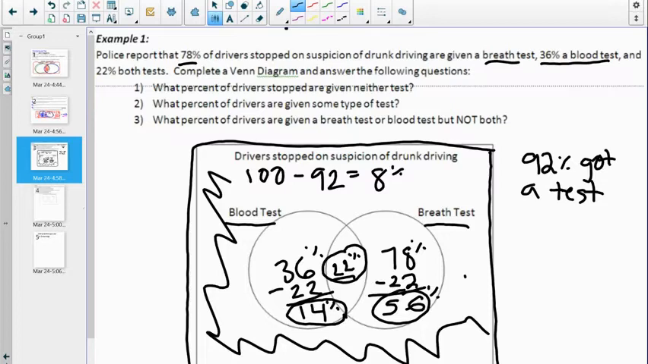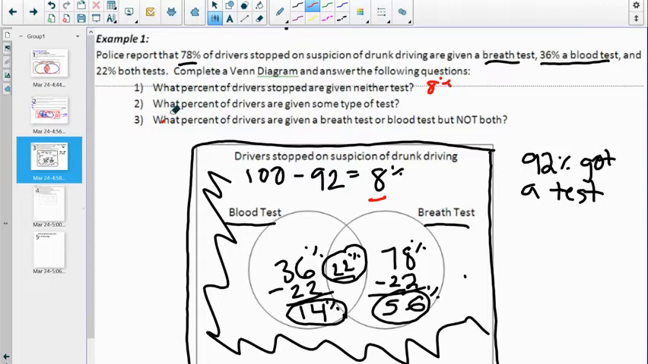Now we have everything filled out, so we can go answer the questions. What percent of drivers stopped are given neither test? We found out that 92% of people got a test, and we know that 8% did not. See why I'm saying it helps if we draw and fill in the Venn diagram first? It makes it a lot easier to interpret these questions.